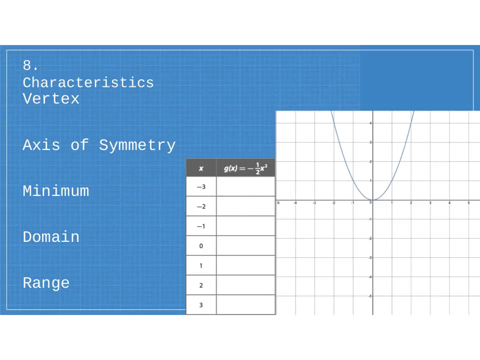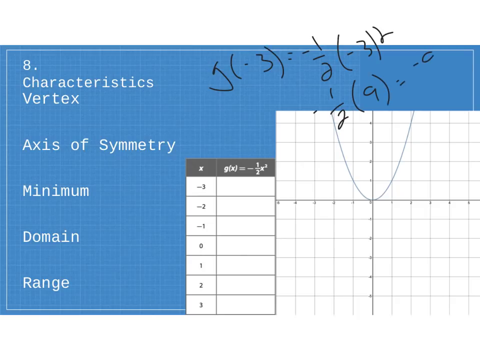Okay, so let's look at that one as far as plotting it. So we have our negative value. So we go g of negative 3 is equal to negative 1/2 times negative 3 squared. So you get negative 1/2 times 9, which then gives us negative 9 over 2, which is a negative 4.5.